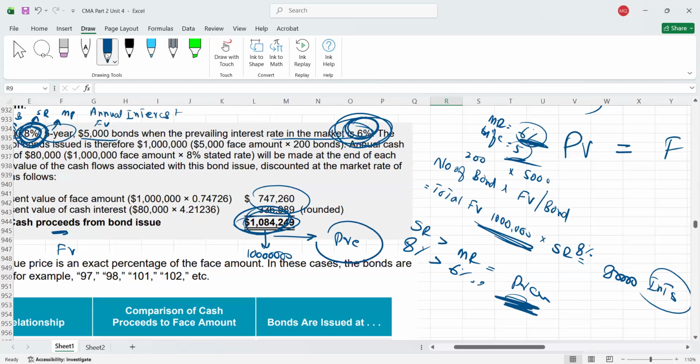Clear, guys? Any questions so far? So we learned how to calculate the market value of the bonds, even the amount of premium or discount. This is the format. If you have any question, please ask.